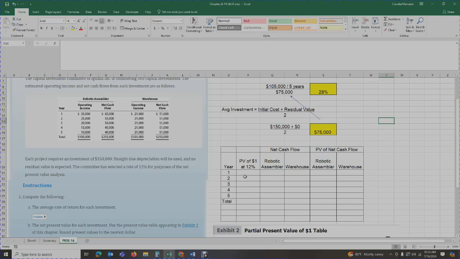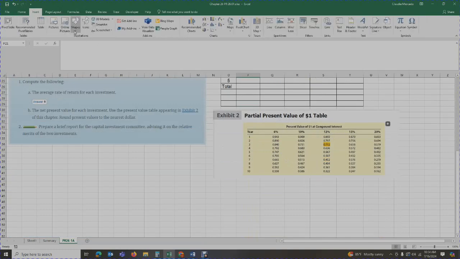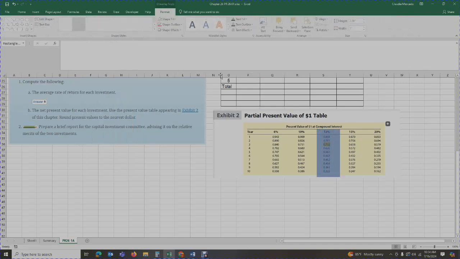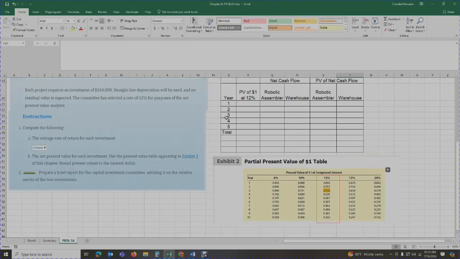So they've given us here the rate of 12%. When we look at our partial present value table, we're going to be focusing on the 12% table. The table is provided to us. We're going to be focusing on the 12% section, that section right there. Now we're going to look at years 1 through 5, and we have the data here, years 1 through 5.